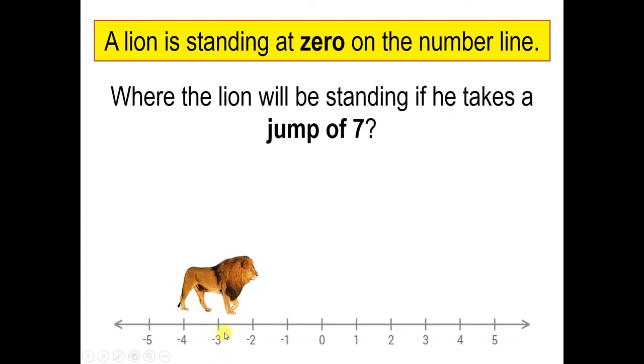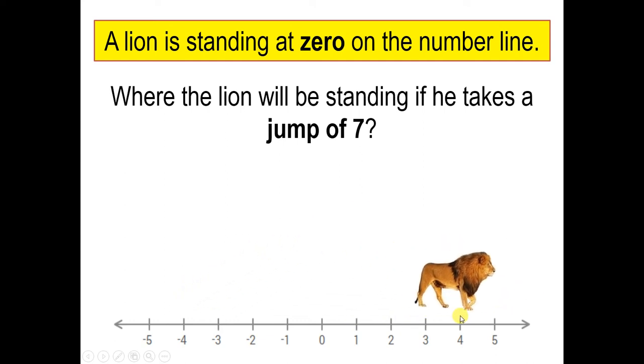The next question is very simple. Where will the line be standing if it takes a jump of 7? Well, since the line is not standing at 0, when it takes a jump of 7, it will not be on 7. He is standing at negative 3. So he will start taking a jump from here of 7 points. 1, 2, 3, 4, 5, 6 and 7. That means the line will be standing at positive 4. So this is how number lines help us to solve different integer problems.